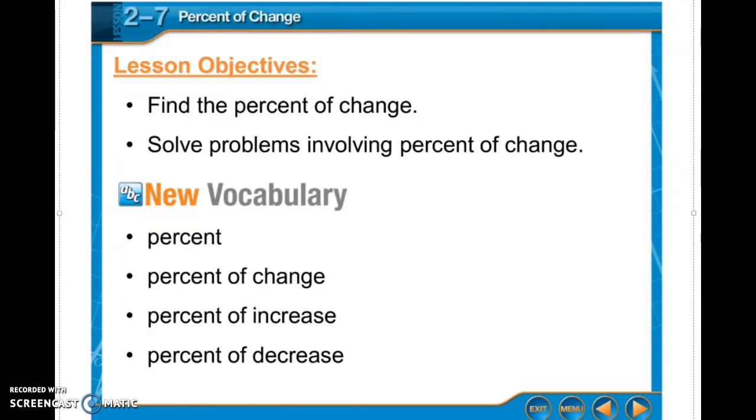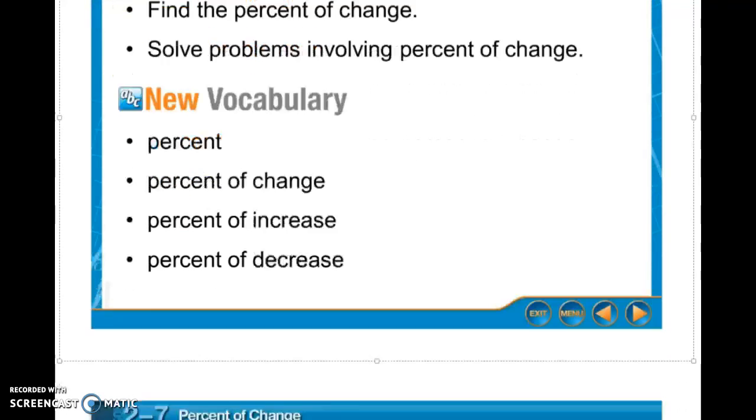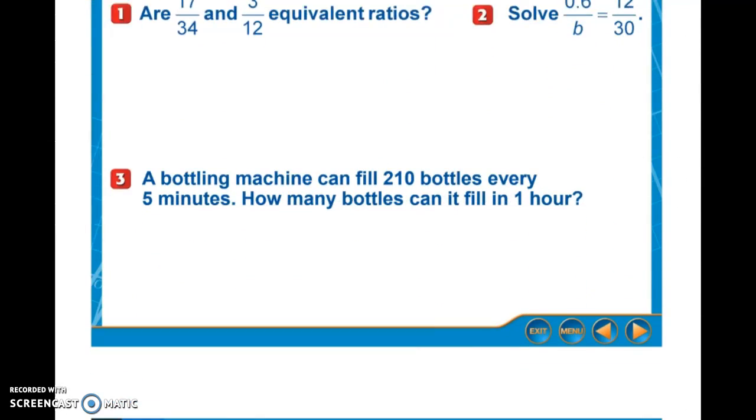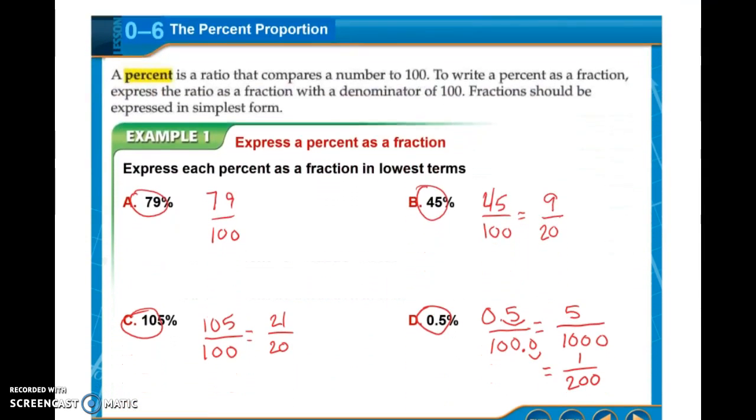So this is 2.7, percent of change. We did parts of this in some of your classes and parts not in some of your classes. So I just want to make sure to have this video available for you so that you can catch up if we didn't get to this, but also so that you can review if you need to. Okay, so 2.7 was over; the lesson objectives were to find the percent of change and to solve problems with percent of change. Most of the classes, we skipped this review, this warm-up, but we got to here.